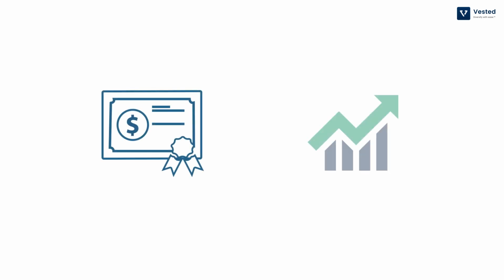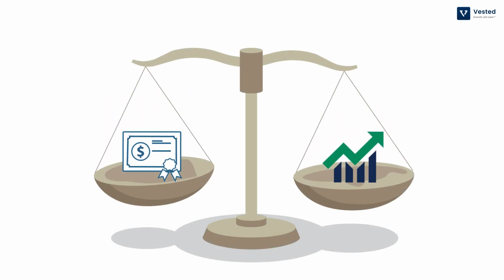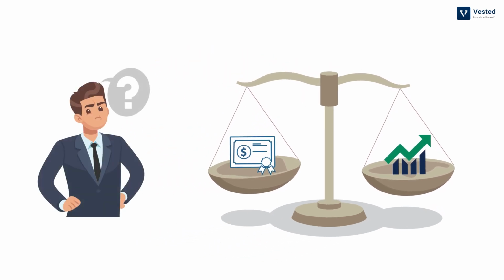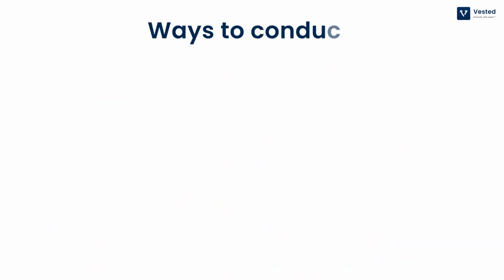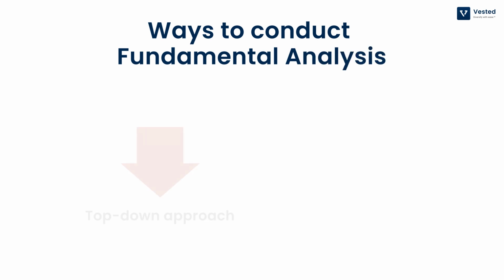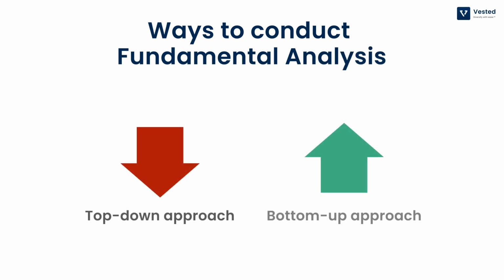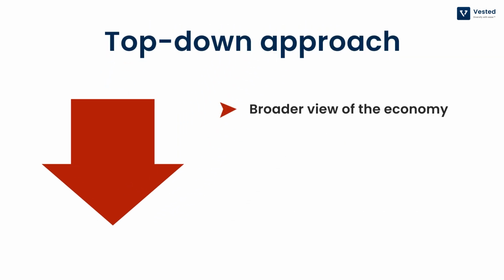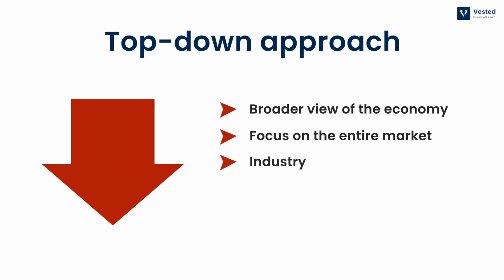Once the intrinsic value of a stock is determined, it is compared to the market value of the stock, based on which investment decisions can be made. There are two ways to conduct fundamental analysis: top-down and bottom-up. As the name suggests, the top-down approach starts with a broader view of the economy, with a focus on the entire market, and finally zeroing down on the industry, sector, and then specifics of a particular company.